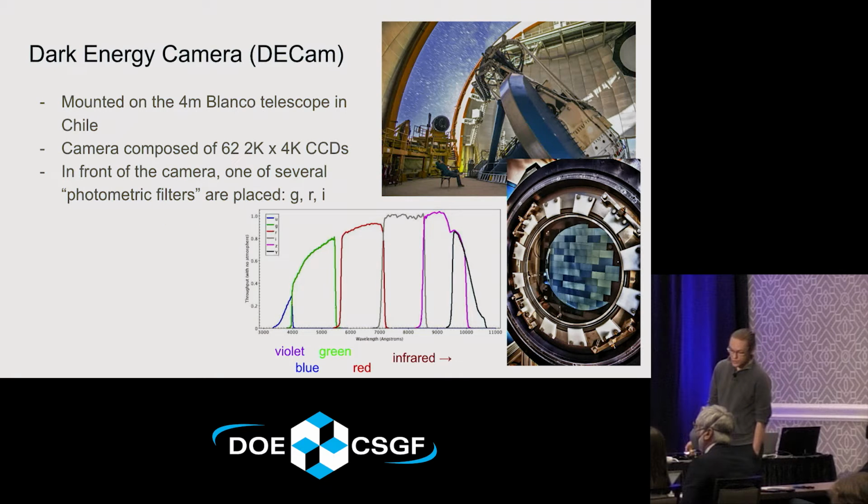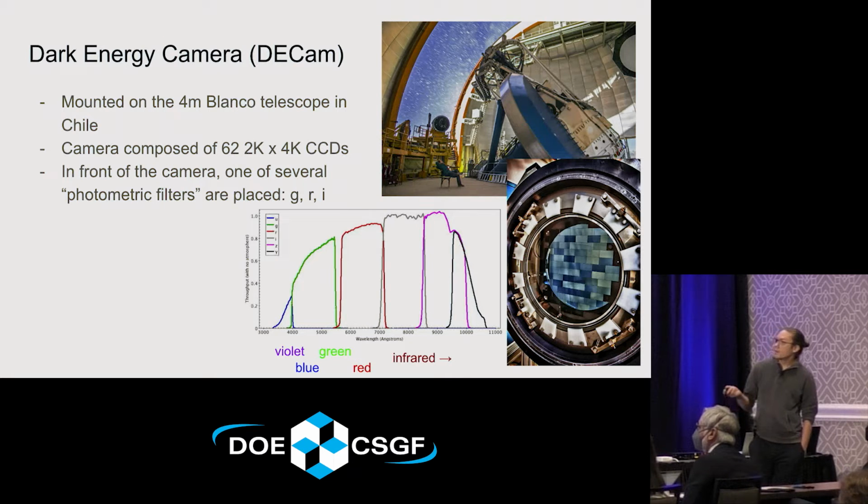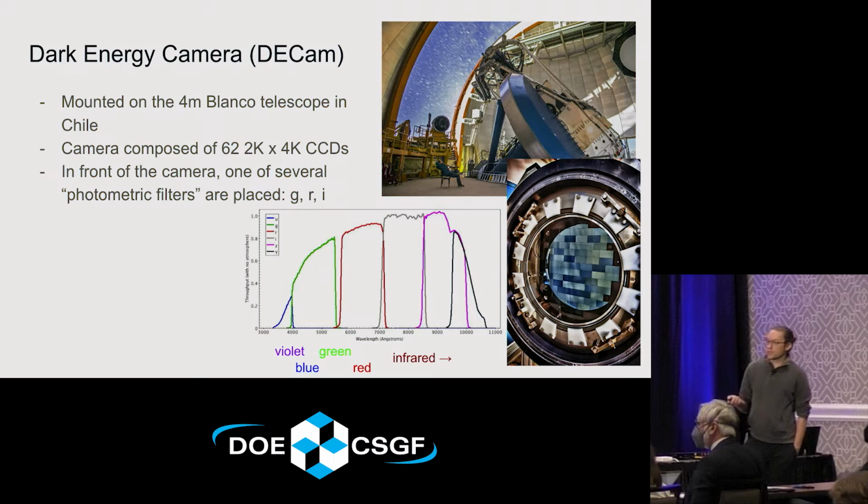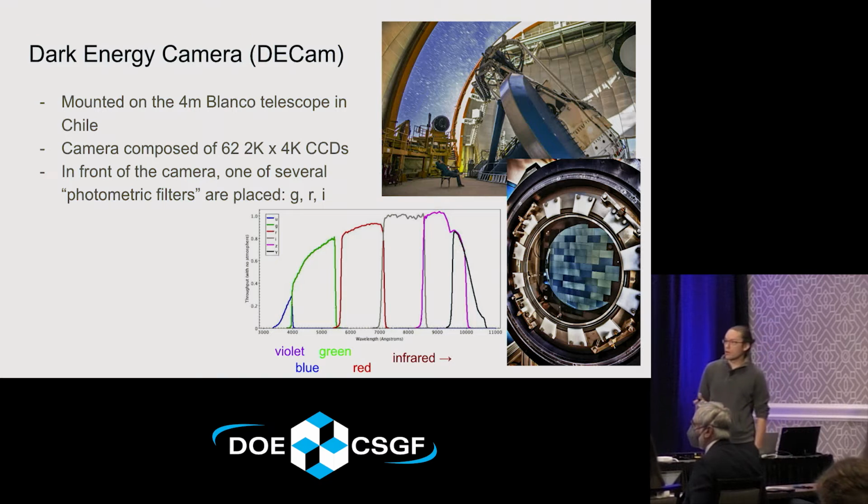So first, what is the Dark Energy Camera? It's a camera with 62 2K by 4K CCDs that's mounted on a 4-meter telescope at the Cerro Tololo Observatory in Chile. On the right are pictures of the telescope and also the camera. In front of the camera, we usually place one of several what are called photometric filters, which filter out certain wavelengths of light. In this talk, I'm going to be mentioning 3 of those filters, which are called G, R, and I. G is sort of the blue-green wavelengths of light, R is sort of red, and I is sort of infrared.